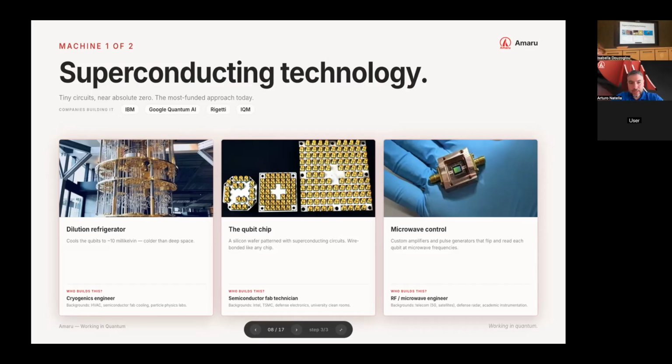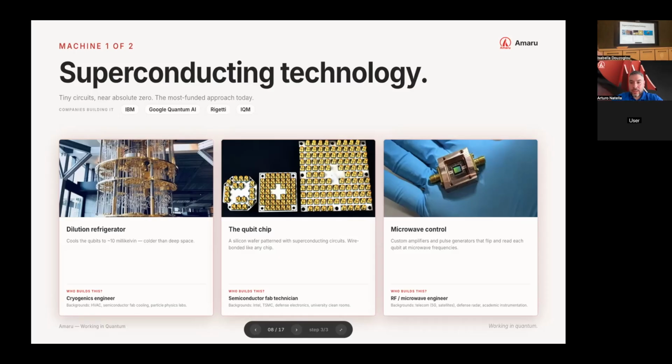Superconducting means that at very low temperatures, certain materials can carry electricity with almost no resistance. That property is what makes these delicate quantum circuits really useful. The big catch is the temperature. So these chips run near absolute zero, as mentioned before.